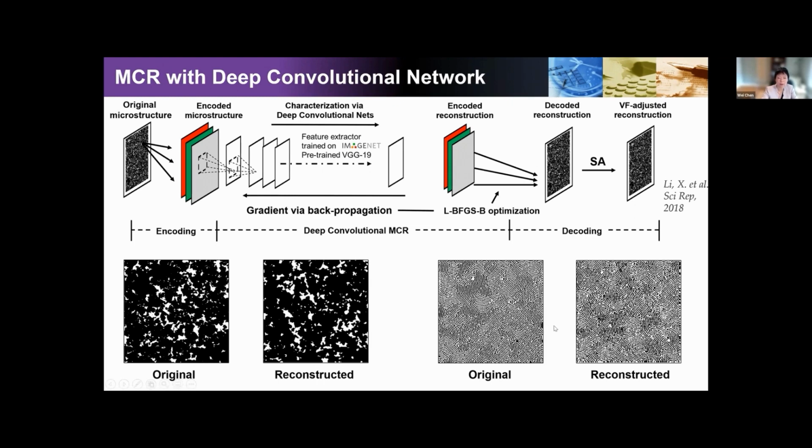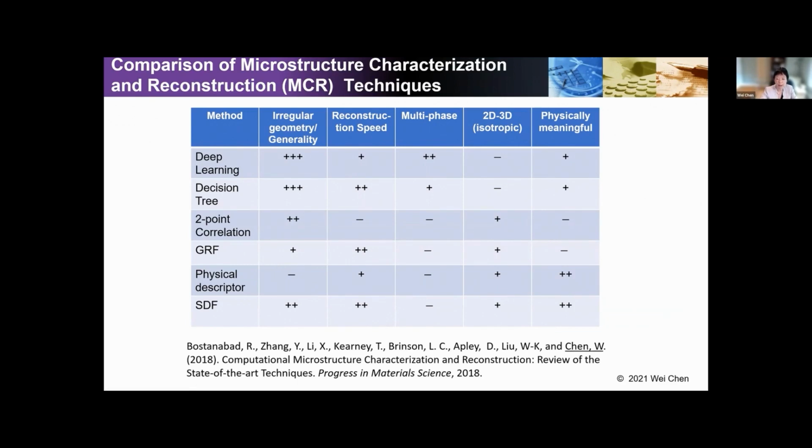So for people who are interested in this subject, I would highly recommend that you take a look at this review paper we published in Progress in Materials Science, where we reviewed these different methods I just mentioned, and we looked at their performance, either plus or minus, from the point of view of whether they can handle irregular geometry, what is the reconstruction speed, whether they can handle multiple phases, not just a two-phase material, and whether they can take information from 2D to reconstruct 3D images.